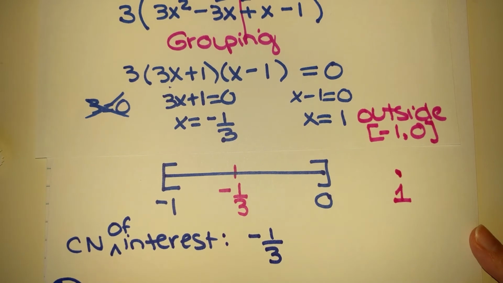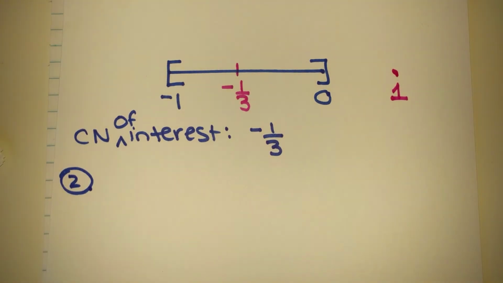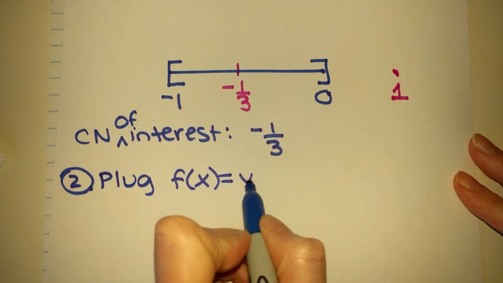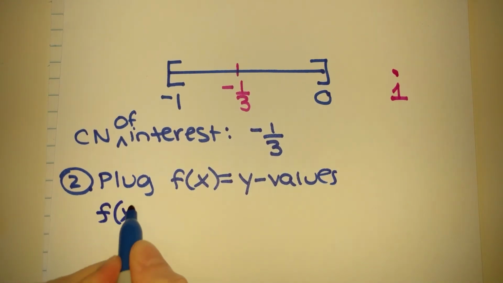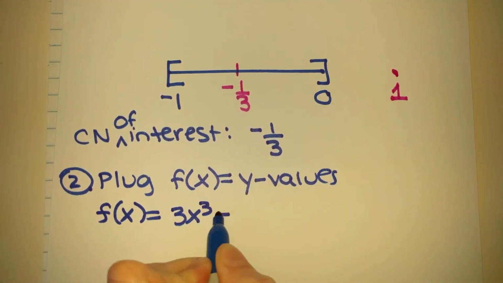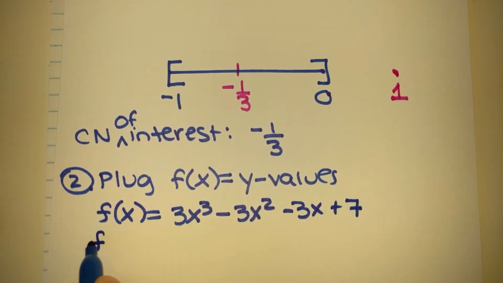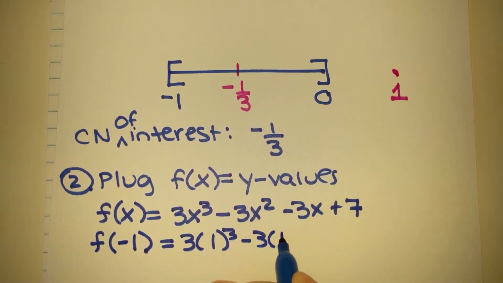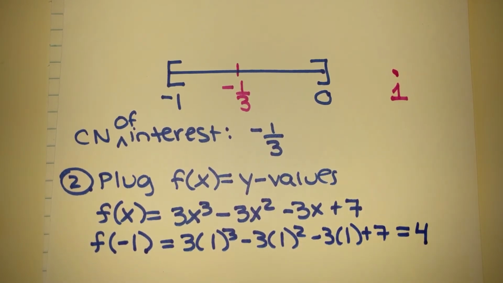So now you go to step 2. So step 2 is going to be that we plug in our critical numbers and our endpoints. And we plug into the function because we're trying to find the y values corresponding to the critical number and endpoint to compare. So our function was f of x is equal to 3x cubed minus 3x squared minus 3x plus 7. We plug in -1 into our function and compute, and we get 4.